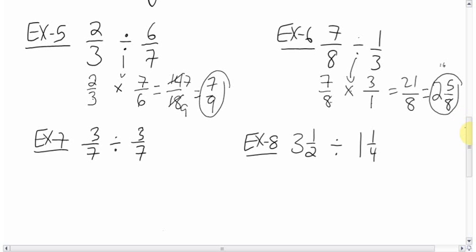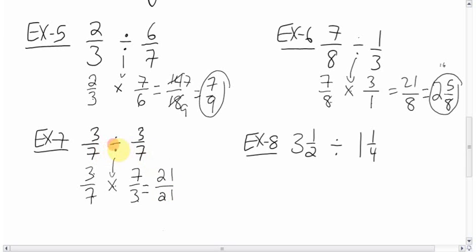What about these last two? 3 sevenths divided by 3 sevenths. Some of you probably just in your head right now, or maybe you said it out loud, knew the answer already. And if you do, good for you. But for those that don't see the answer already, let's do the work. 3 sevenths. What do you turn this into? A multiply. You then flip this to become 7 over 3. 3 times 7, 21. 7 times 3, 21.